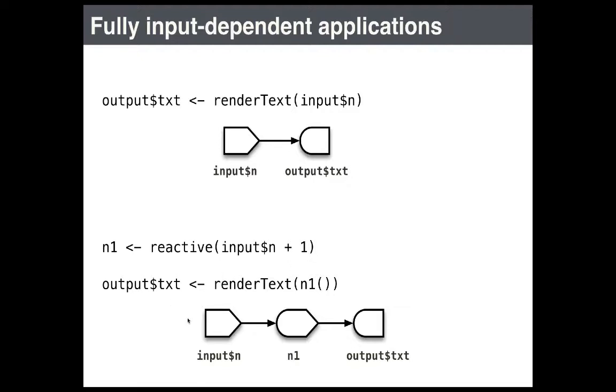And you may even have a chain of these things. Here, input$n is being used by this reactive called n1, and then output$text uses n1 to get the content that it's going to display. So this is a chain with a reactive value, input$n, a reactive expression, and then this output. But again, output$text depends only on the current state of the input. It could depend on the state of multiple inputs, as long as it's just the current state of them and not any previous states.